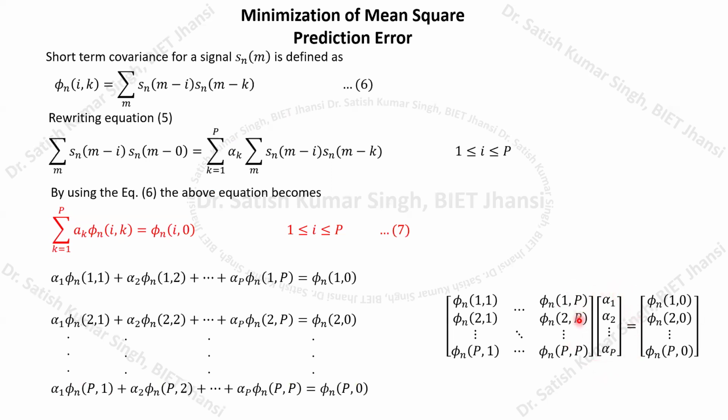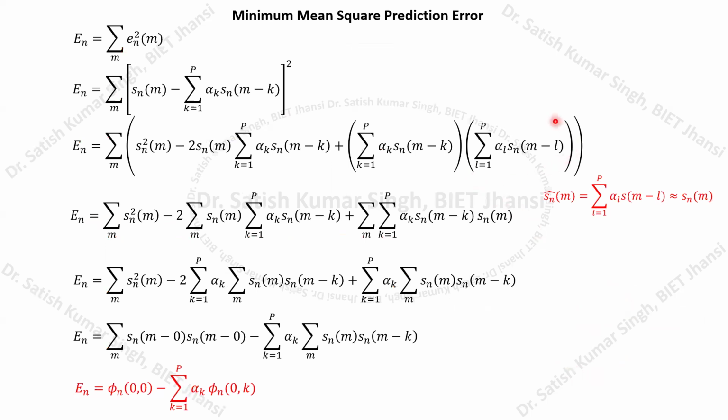So once we have calculated the values of alpha k, and if we substitute these values into this estimation equation, this prediction equation, in that case this prediction will be very close to the actual value of your sample. And therefore, this predicted value can be written as approximately equal to the actual sample SNM, right? So now, just by having this fact, we can rewrite this particular equation, okay?